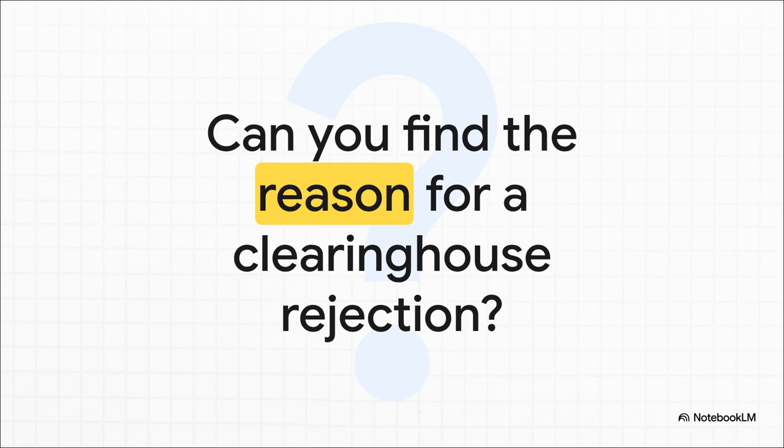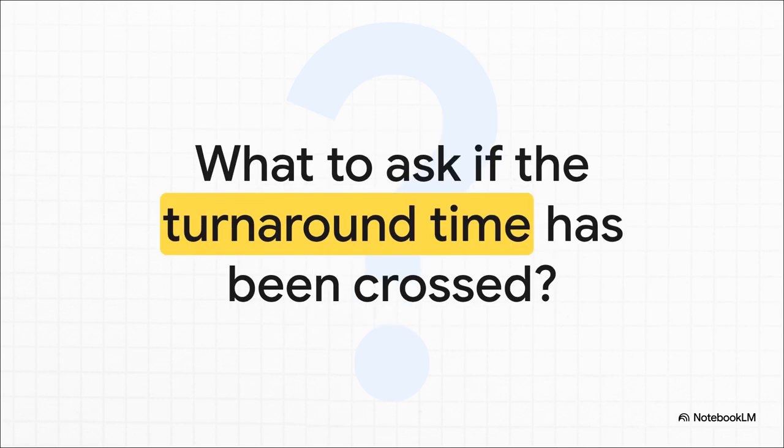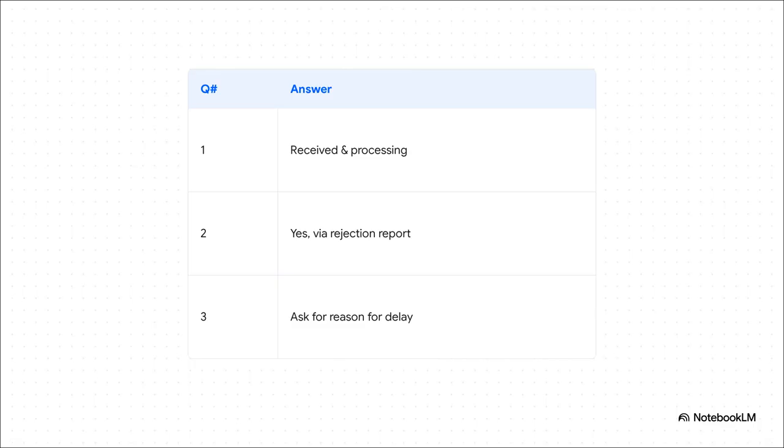Okay, question 2. If a claim is rejected at the clearinghouse, can an AR specialist actually check the specific reason for that rejection? Think back to the role of the clearinghouse as our syntax checker, and what kind of feedback they kick back to your billing system. And question 3. What should you ask an insurance rep if the normal processing turnaround time, the TAT, has been crossed? What are your next logical steps when a claim has been accepted by the payer, but it's just sitting there, stuck indefinitely? All right, let's go over the answers.